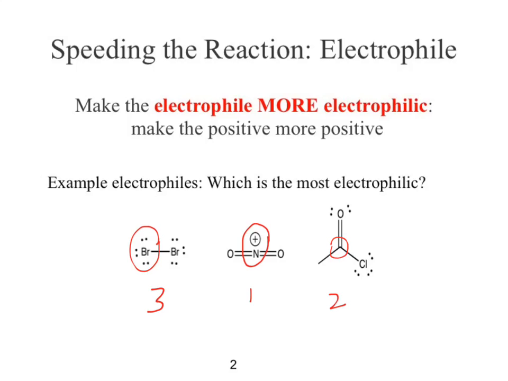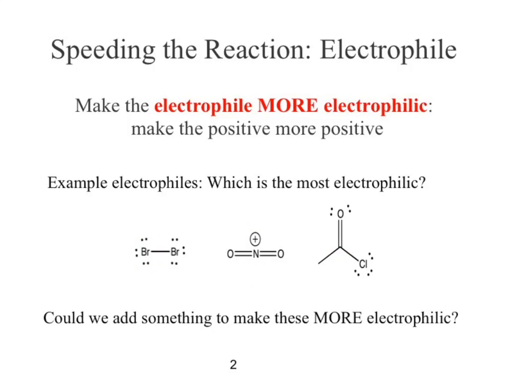So our next approach, now that we've identified our electrophiles, is to come up with some way that we can make them more electrophilic. Please don't give me the answer. So what could we add to make them more electrophilic? Well, our nitrogen is already positive, so we'll leave that one alone. That's why I put it in the middle, sandwiched between the other two. How can I potentially make either the bromine or the carbon more electrophilic?